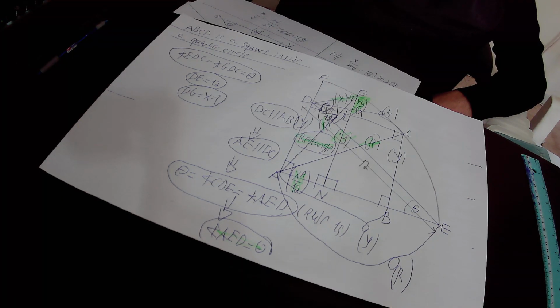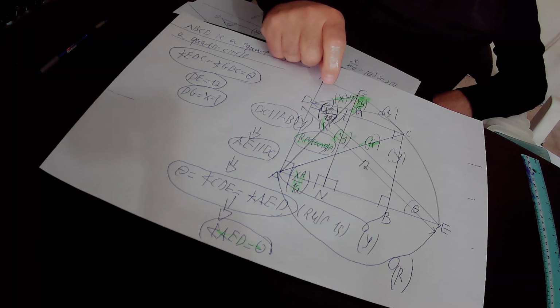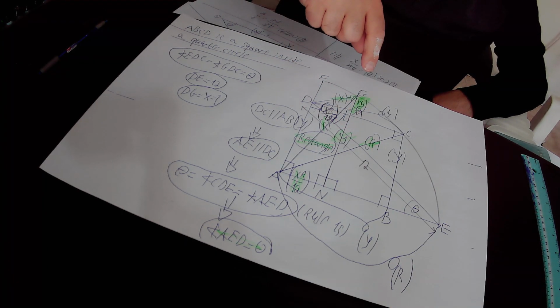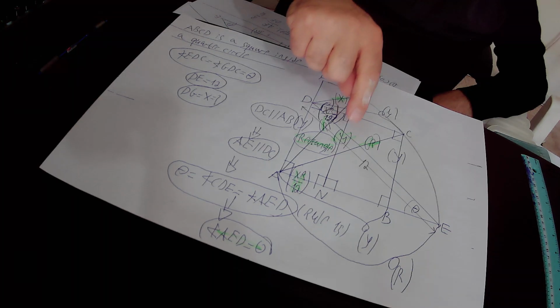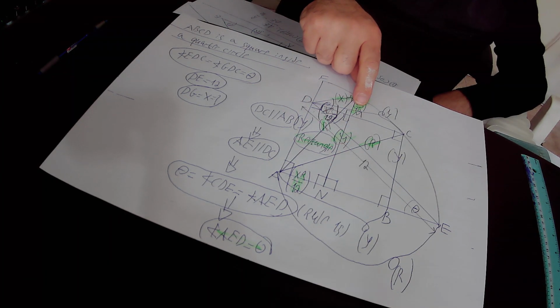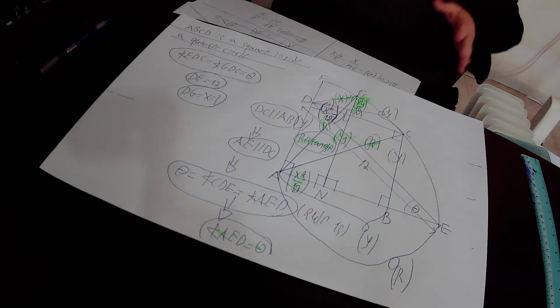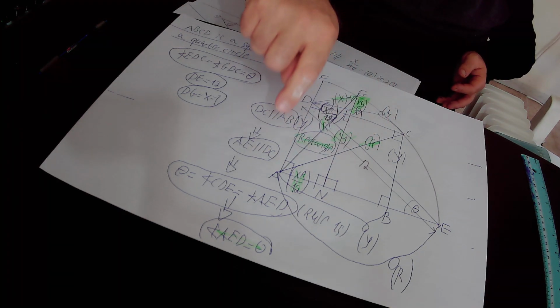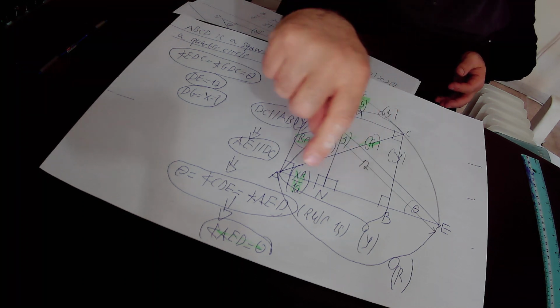Okay, so by doing this construction, we also defined the intersection point of the perpendicular GN with side DC as M. So we created quadrangle DMNA. This is quadrangle DMNA.